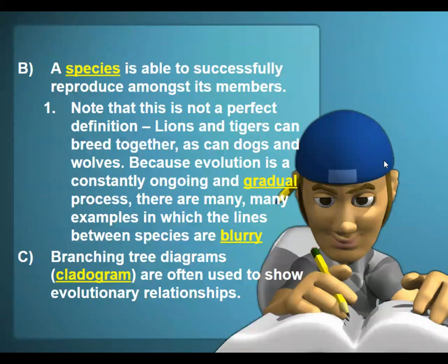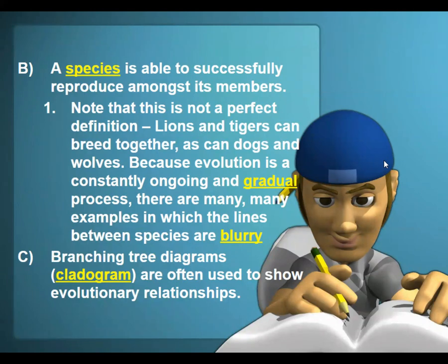This is very specific. And a species is able to successfully reproduce amongst its members. This is not a perfect definition, though, because lions and tigers can breed together, so can dogs and wolves. Because evolution is constantly ongoing and a gradual process, there are many examples where the lines between species are blurry. But usually species have very specific traits that help you to identify them as separate species. And if you think about it, lions and tigers in nature would never mate because they don't live in the same area. They don't live in the same habitats. So we only know that they can mate because they've been in the same zoo or captivity environment.